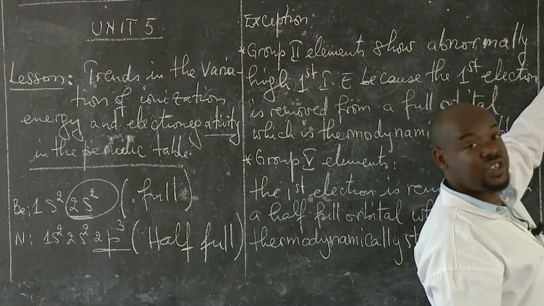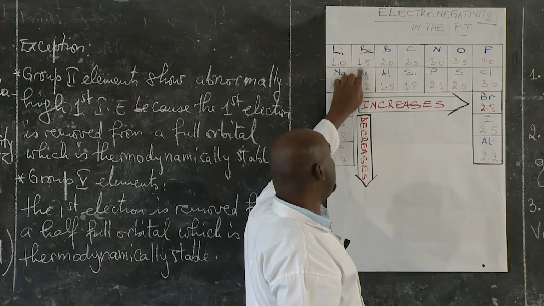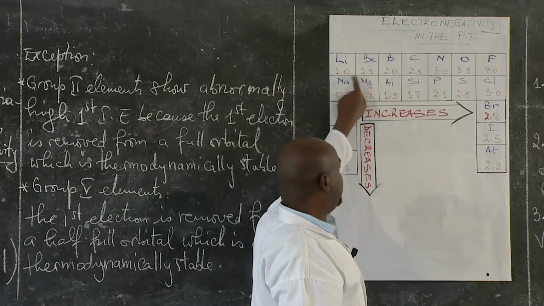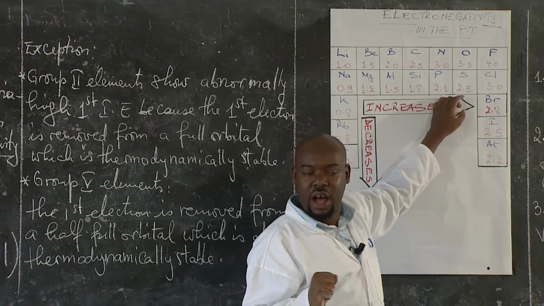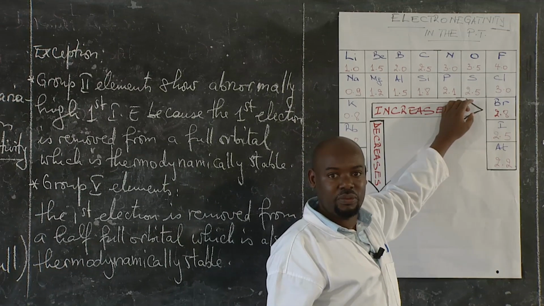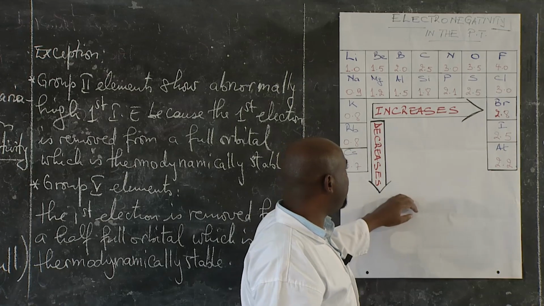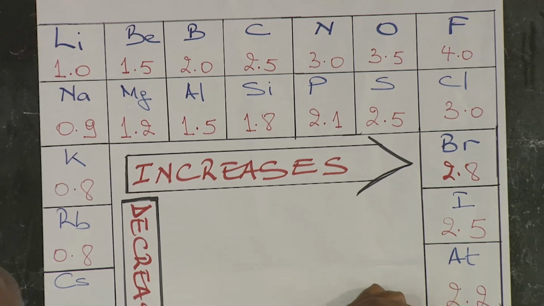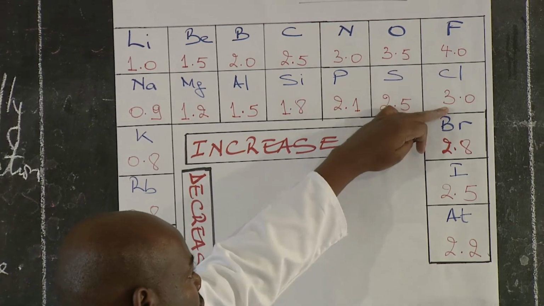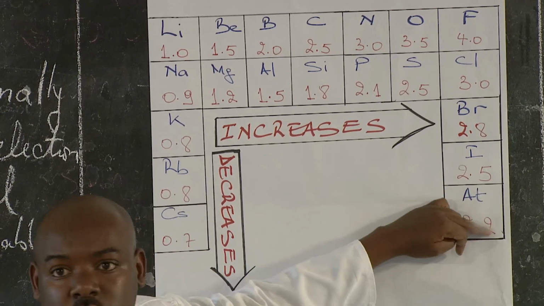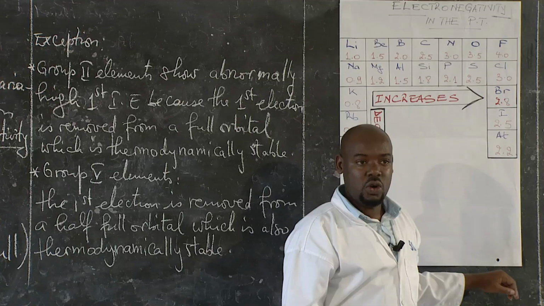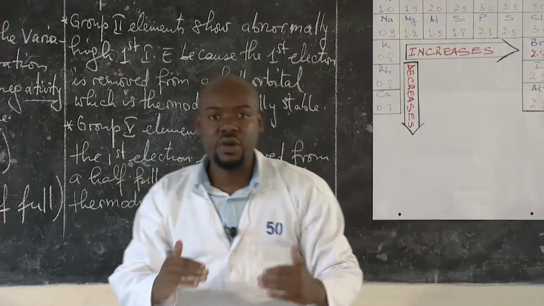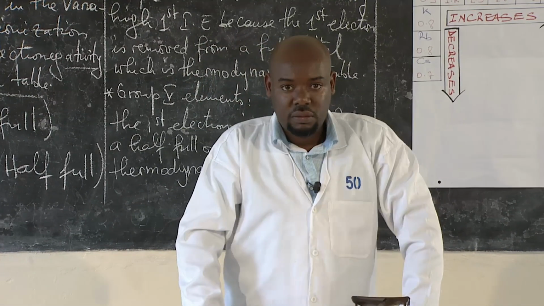From lithium, we have 1.0, beryllium 1.5, boron 2, carbon 2.5. Generally, it is increasing as we move across the period. What happens when we go down the group? Let's consider the group of halogens, group number 7. 4, 3, 2.8, 2.5, 2.2. It is decreasing. So electronegativity increases across the period generally and decreases down the group. Why is it like that?